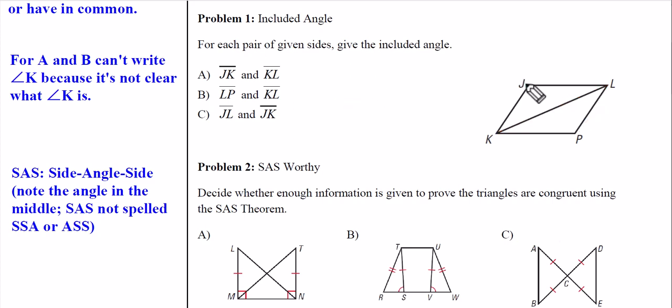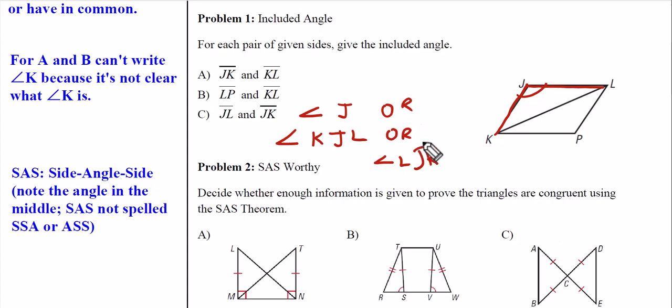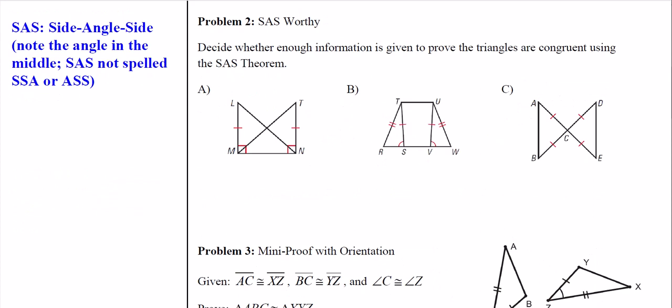And finally, JL and JK. Where do those meet? They meet right here. And there's no confusion this time. So for part C, the included angle is going to be angle J. Now, if you want to be really technical, you could say angle KJL as well, or you could say angle LJK. But for this one, we could say angle J and get away with it. Now remember, side angle side, there's a reason why it's spelled this way and not spelled the other ways, right?